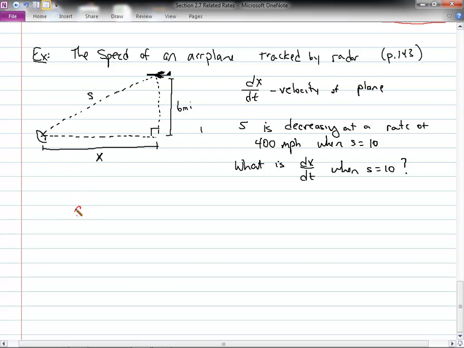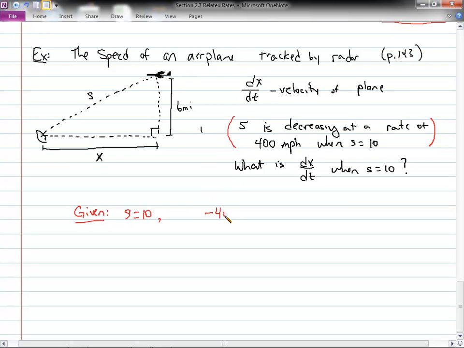So notice we're given... I'm starting this out of order, but as long as you get the three components, you've got to know what the equation is, you've got to know what you're given, and you've got to know what you're trying to find. What are we given in this case? S equals 10, and what does this tell us?